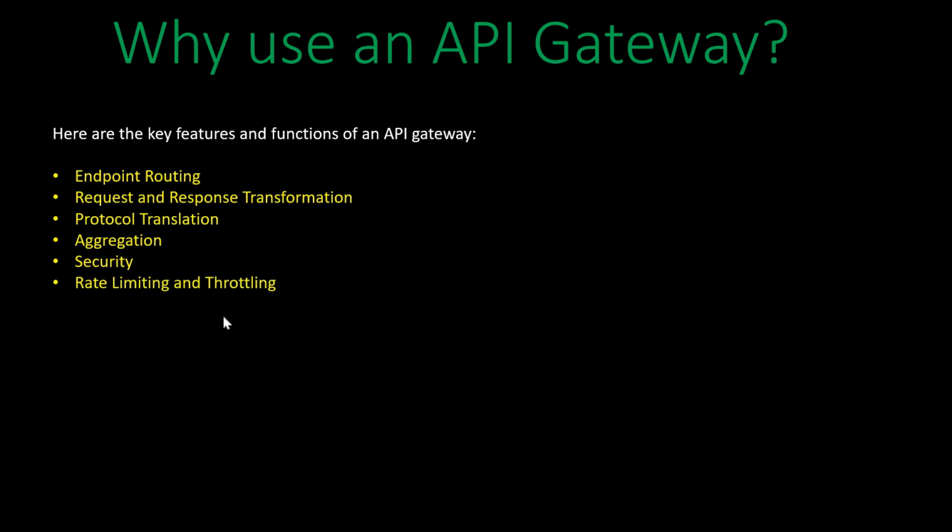Then another feature is rate limiting and throttling. API gateways can enforce rate limiting and throttling policies, controlling the number of requests a client can make within a specified time period.